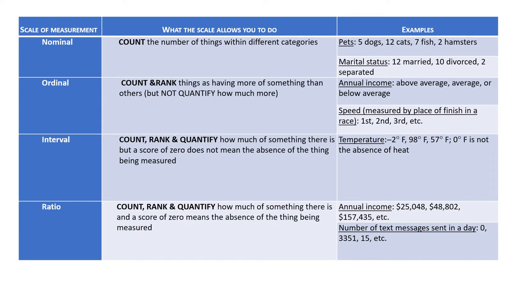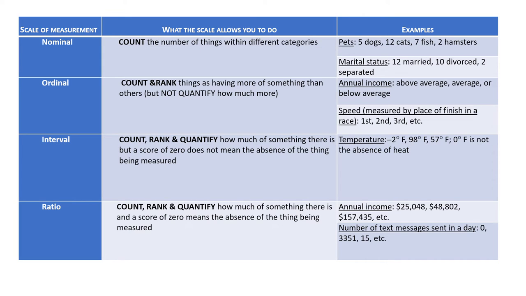Probably the easiest example of an ordinal variable is just measuring speed in a race. If somebody gets first, we know they're faster than the person who got third or second. We know they're faster, but we don't know how much faster. That race could have been incredibly close, or it could have been a runaway, so to speak. The ordinal scale allows you to rank, but it does not allow you to quantify how much more one value is than another.